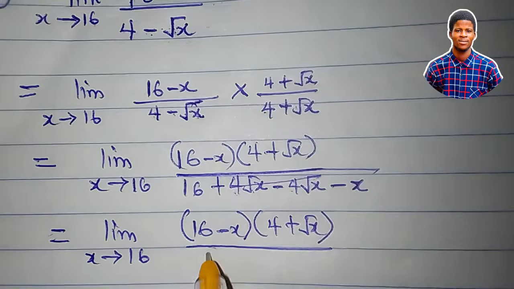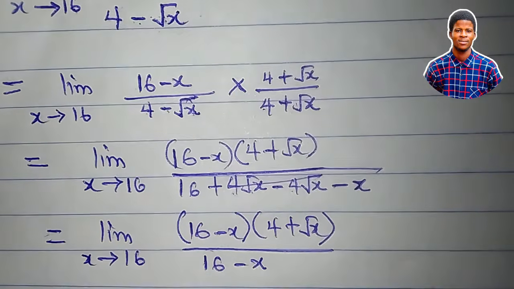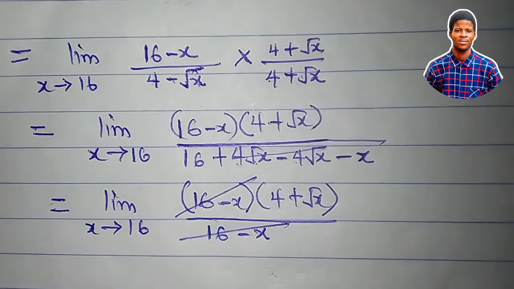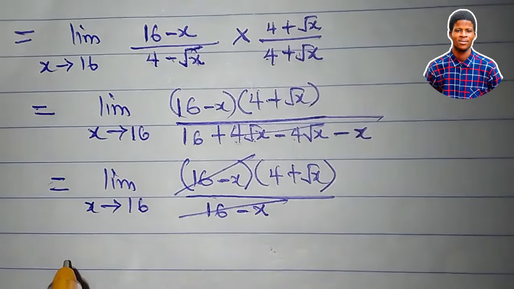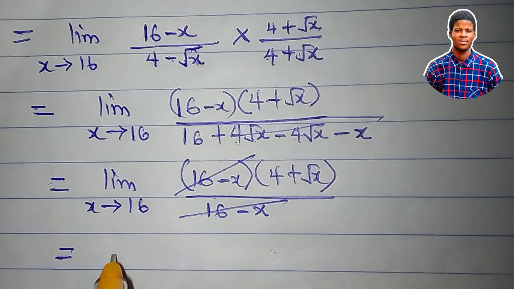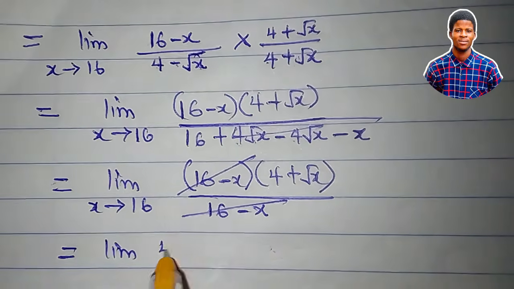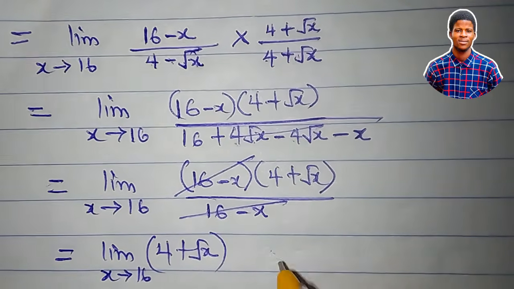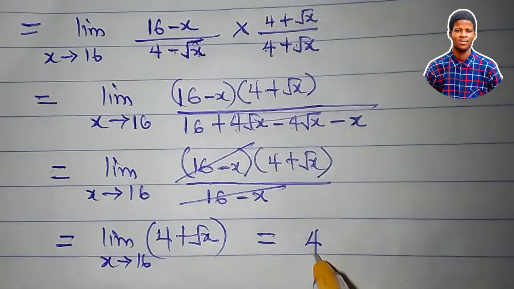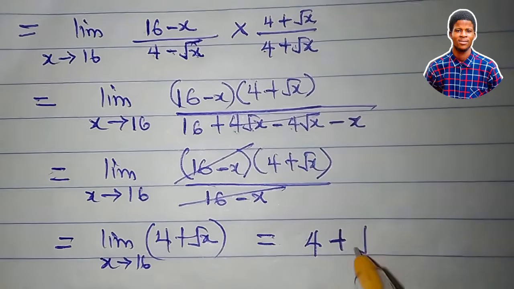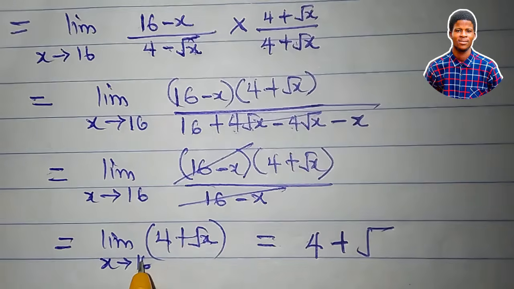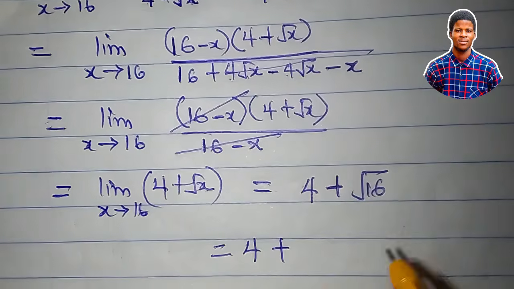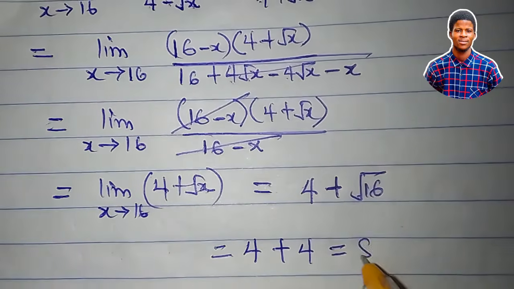What we have left is what? 16 minus x. Very good. 16 minus x can now cancel 16 minus x. So we are already at the verge of getting our answer. So the limit of 4 plus root x as x approaches 16 will now be 4 plus the square root of 16. Replace x with 16. Good. Now, root 16 is 4. 4 plus 4 is 8.